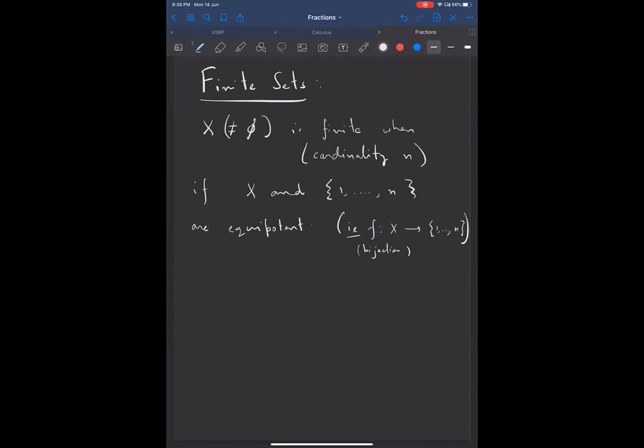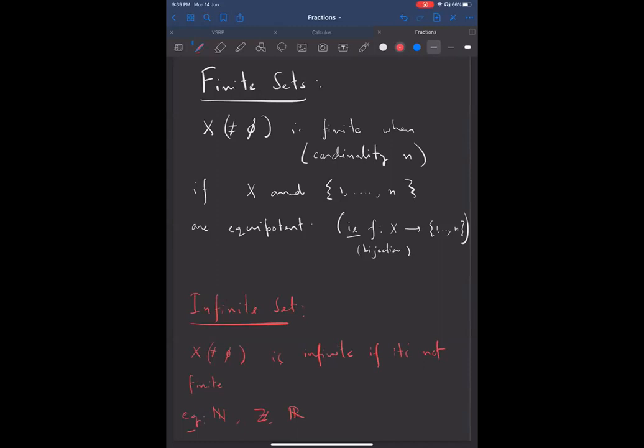Okay. And what about countable sets now? And infinite sets. A set X is called an infinite set if it's not finite. So going back, N is an infinite set, Z is also an infinite set, the set of reals is also an infinite set. Anything that is not finite is infinite.